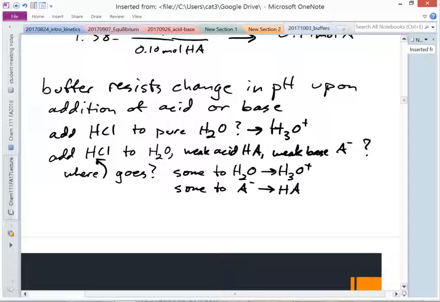What is the buffer, though? The buffer is both. You do not have a buffer unless you have both HA and A minus. That's key.